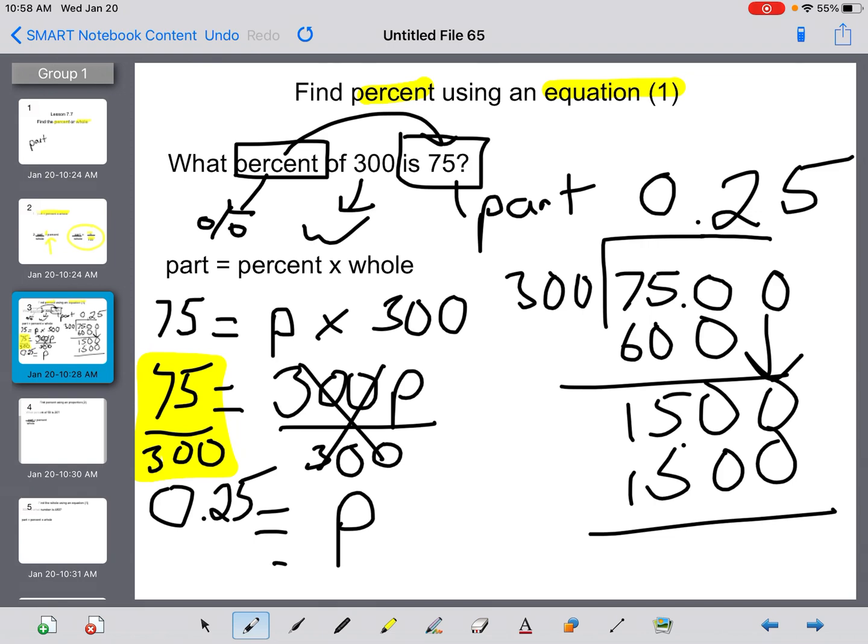Then I need to think back a couple of days, how do I actually put that in percent form? Well, when I go from decimal to percent, I'm going to multiply by 100, which means move my decimal place to the right twice. So I end up with 25%. Again, you can think about that logically. Does it make sense that 75 is about a quarter of 300? Well, half of 300, which would be 50%, is 150, and then half of that again is 75. So that makes sense.